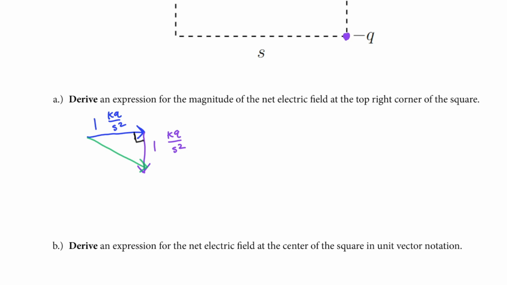If you really know your special triangles and saw these were the same length, you could see this as a 45, 45, 90. But if not, we could see that the magnitude of the net electric field is just going to be kq over s squared times the Pythagorean theorem with both of these sides. So 1 squared plus 1 squared. So you just get your root 2 kq over s squared.